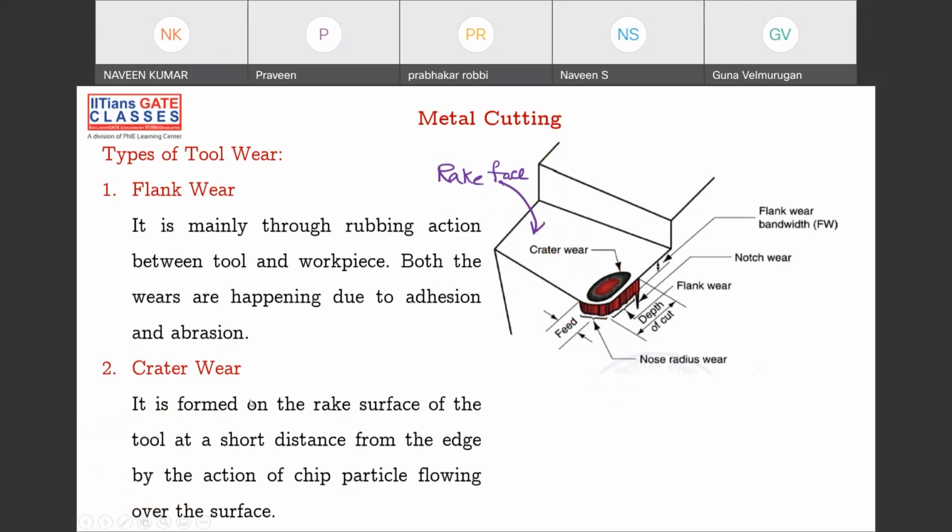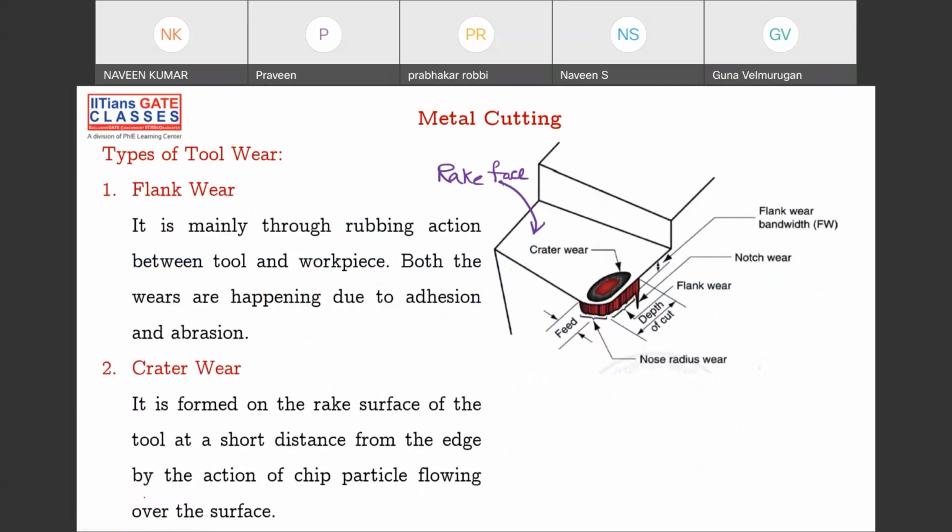Crater wear is formed on the rake face of the tool at a short distance, because you see there is some kind of a short distance. It's not exactly at the edge, there is some distance here, because the chip is not directly digging its action immediately at that point. It's a little away from the edge. That's a very important point. At a short distance from the edge by action of chip particle flowing over the surface. That is what is crater wear.